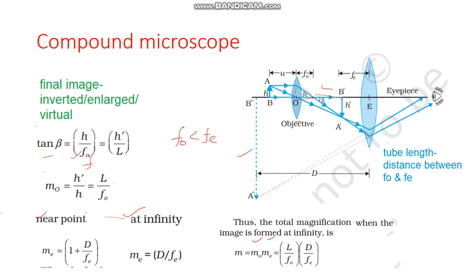So h by fo is one definition, h dash by L is another definition. You compare these two and you get this. Because magnification is defined as h dash by h, which is equal to L by fo. This is for the objective. Then you have to find it for the eyepiece. For the eyepiece, you take one of these two. If the image is formed at infinity, you take this formula. Multiply this with this, and that is the magnification.